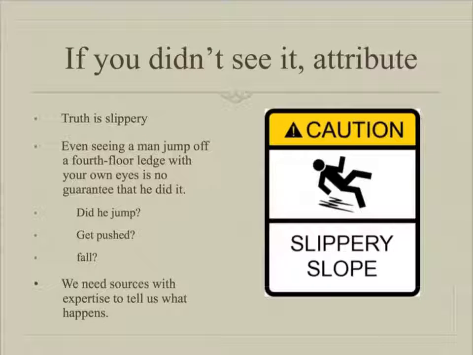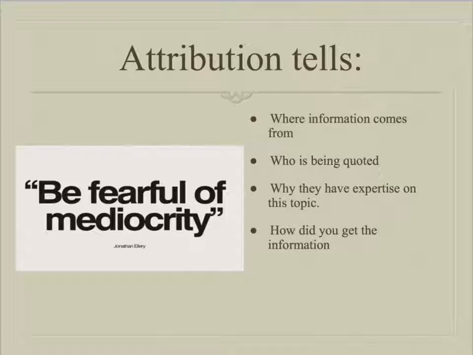There may be more, and it may be open to interpretation, but we have a qualified person who's presenting it in this way. The example I have here is, even if you saw a man jump off a fourth-floor ledge, did he jump? Did he get pushed? Did he fall? We don't know. What we need is expert sources to give us that information. So our attribution is going to tell us where the information comes from, who says it, why they're being quoted, why they have expertise on this topic, and how you got this information.